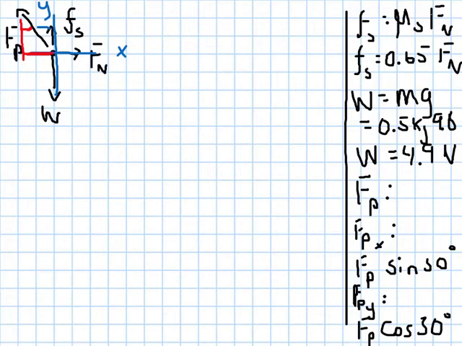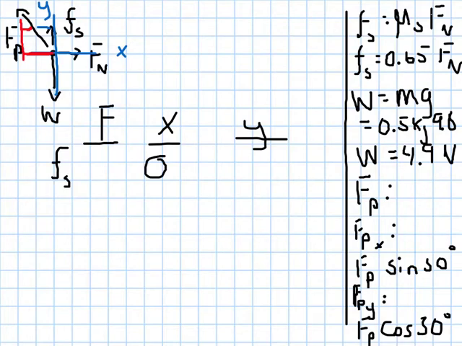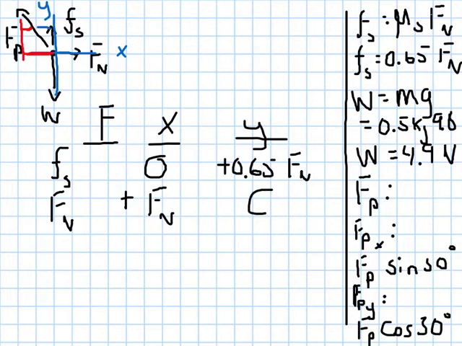Alright, let's make a table. So I'll write down every force, its x component, and its y component. So the first force that I'm going to look at is this force of static friction. It does not act at all in the x direction. It does act in the y direction, and it's positive, 0.65 times whatever the normal force is. As far as that normal force goes, I know that it acts in the positive x direction and not at all in the y.